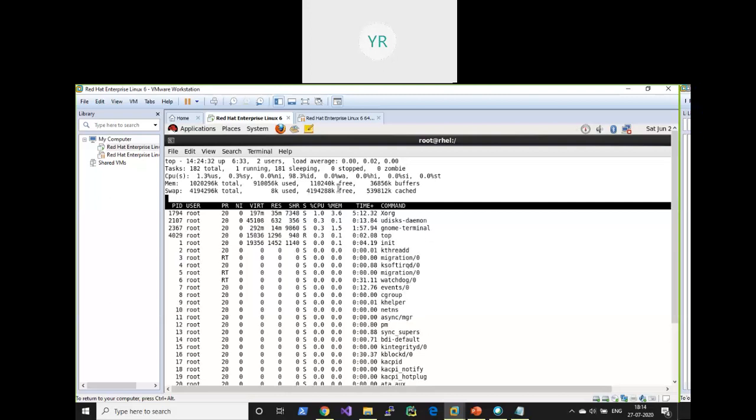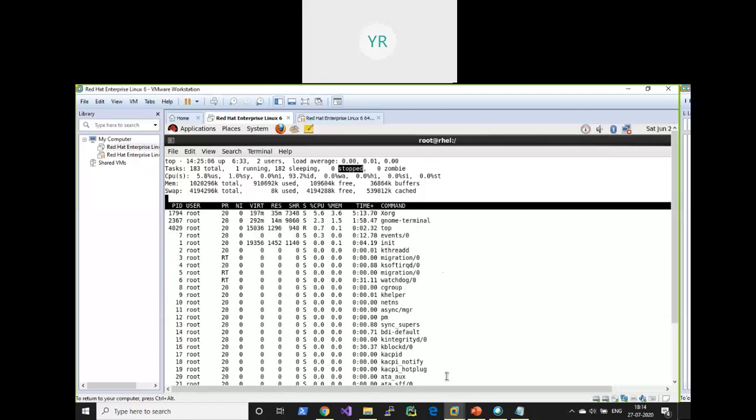The next, second field is tasks, showing how many tasks are handled. The first value gives the total number of tasks handled by the system, out of which only one process is running, the remaining 182 are sleeping processes, 0 processes are stopped, and 0 processes are zombie processes.